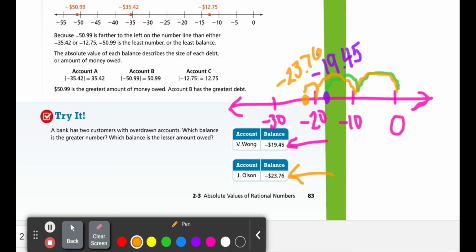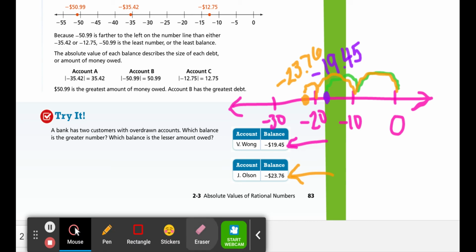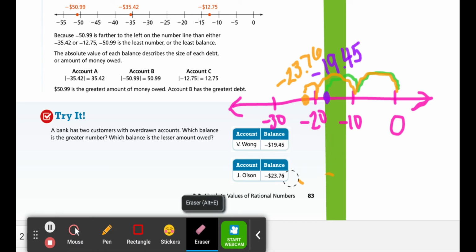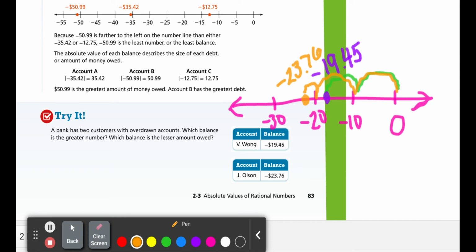So now I have to look at these questions. Which balance is the greater number? Okay, well, which balance is more to the right? That's going to be my greater number. And since they're both negative, it's always going to be the number towards the right that is going to be the greater number.